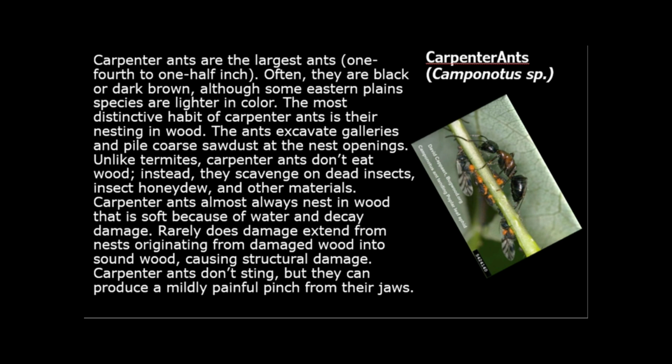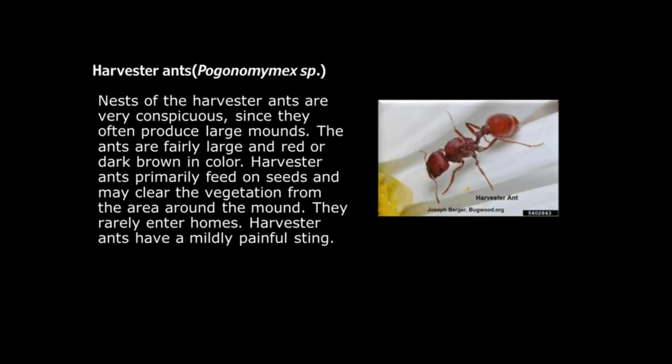Instead, they scavenge on dead bodies, insect honeydew, and other materials. Carpenter ants almost always nest in wood that is soft because of water and decay damage. Rarely does damage extend from nests originating in damaged wood into sound wood, causing structural damage. Carpenter ants don't sting, but they can produce a mildly painful pinch from their jaws.